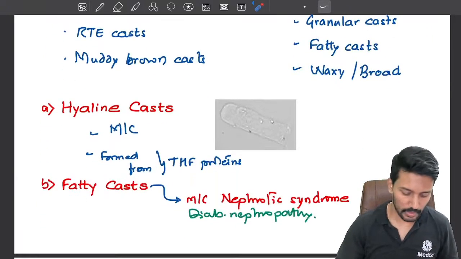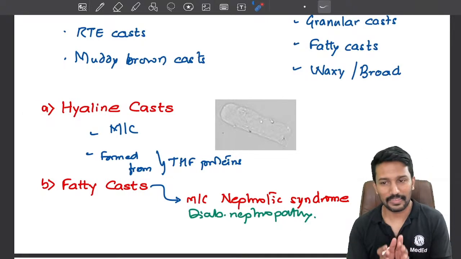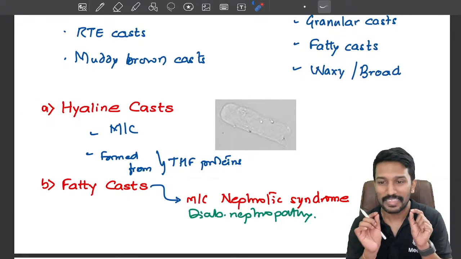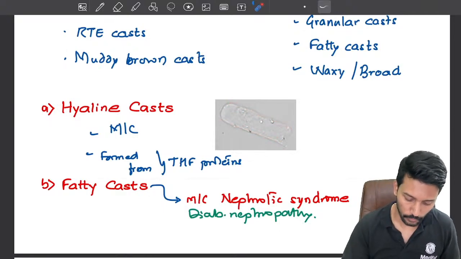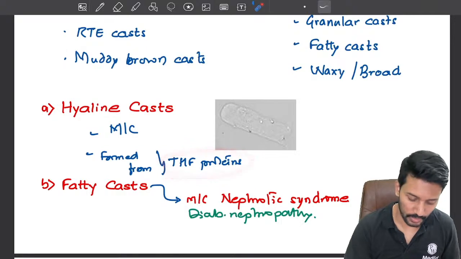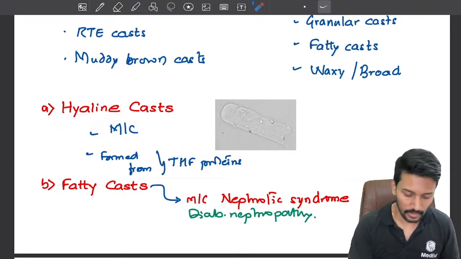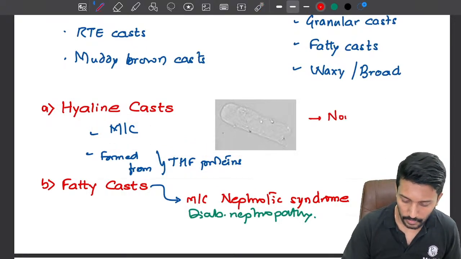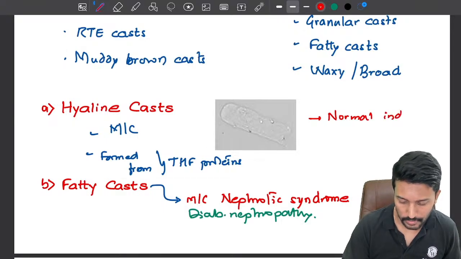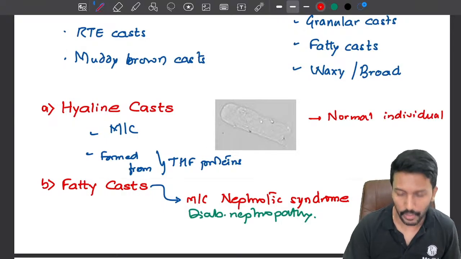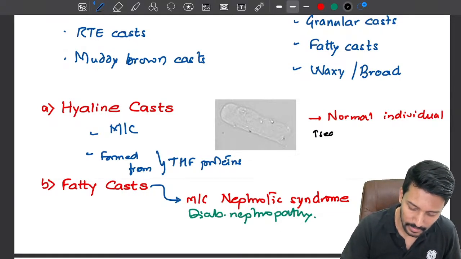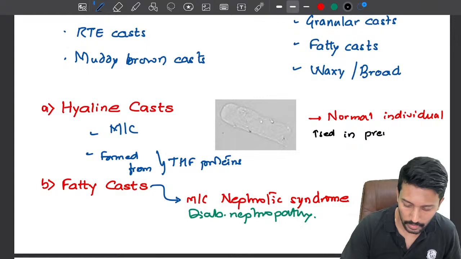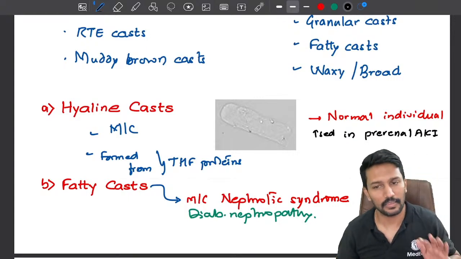Okay. So first, let me address hyaline cast. As the name says, hyaline, right? They are a sheet of semi-translucent material, primarily formed from Tamm-Horsfall protein. These are the most common cast, and these are seen in normal individuals. All of us, when we urinate, will have some amount of Tamm-Horsfall protein cast called hyaline cast. They can be increased in number in pre-renal AKI. If there is a pre-renal acute kidney injury, the hyaline cast may be increased in number.